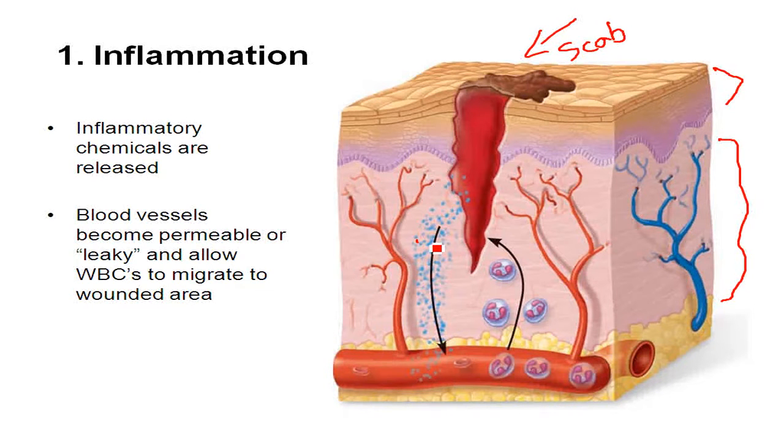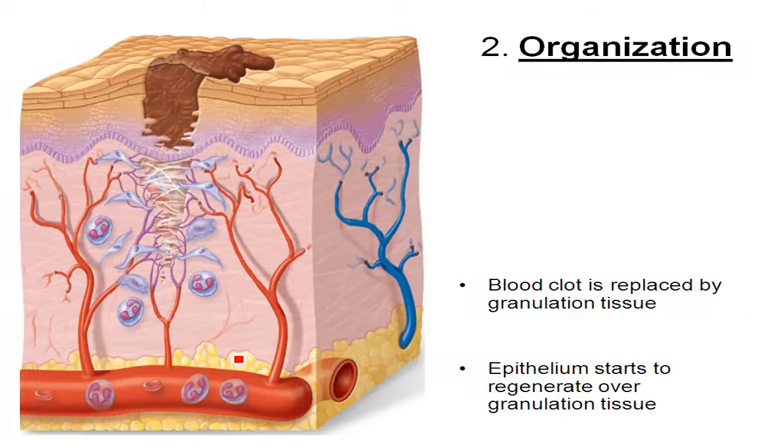Now, along with the fluids that are leaking out are going to be clotting factors, antibodies, and these little white blood cells. They're going to actually squeeze through these tiny pores or spaces between the cells and make their way to wherever the damage is, and their job is basically to eat or phagocytize bacteria and debris that may be in the wound, just like macrophages do. So white blood cells are going to be coming to the rescue, and they're one of the first ones on the scene.